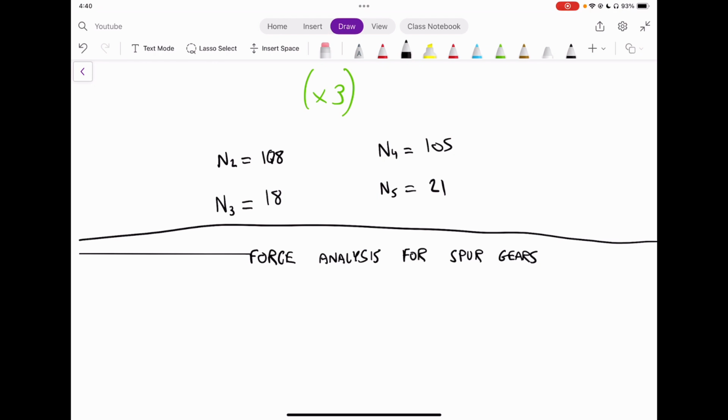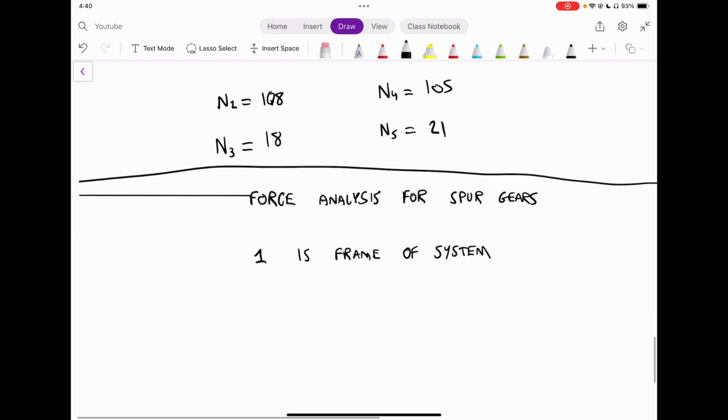So we've said this before, but I'm just going to rewrite it. Whenever you number a system, numbering the system is going to be very important for force analysis. And we're going to talk a little bit about the numbering system and how it works. So first things first, 1 is always the frame of the system. So we always know that the pinion starts with 2, or the first gear starts with 2. The reason is because 1 is the frame of the system.